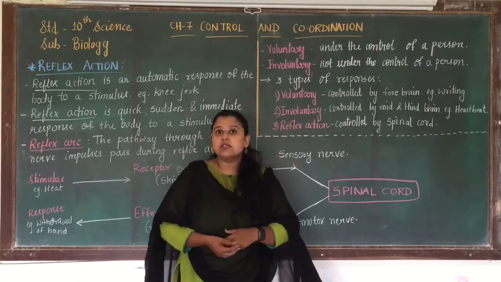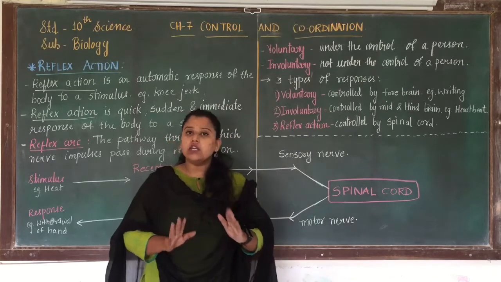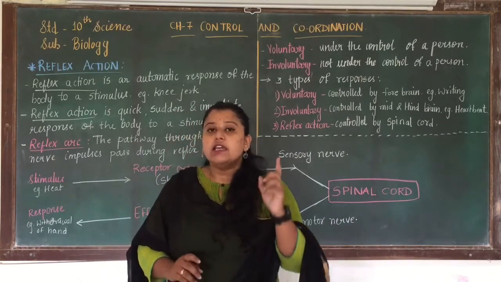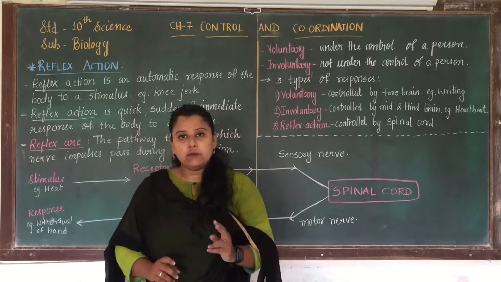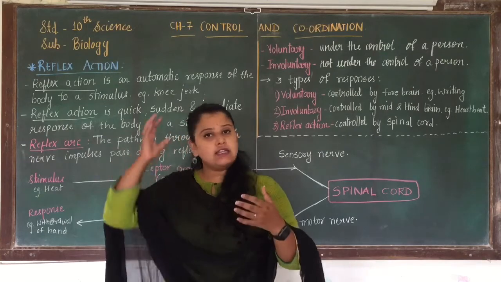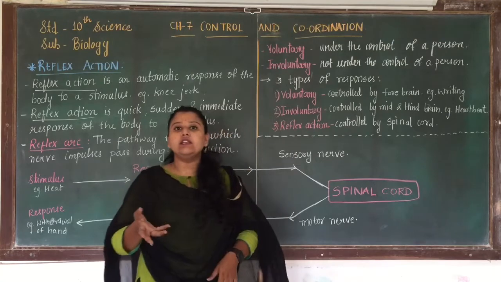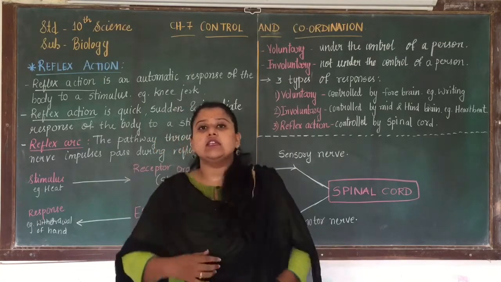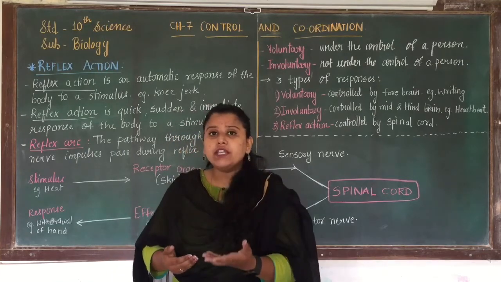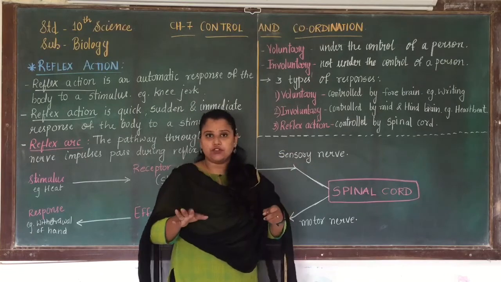The second type of responses are involuntary responses, and those responses are not in your control, and those responses are being controlled by two parts of your brain, that is midbrain and the hindbrain. Midbrain is the middlemost part, and the hindbrain is the last portion of the brain. And examples of involuntary response you can take are the beating of the heart, that is heartbeat, then vomiting, right?